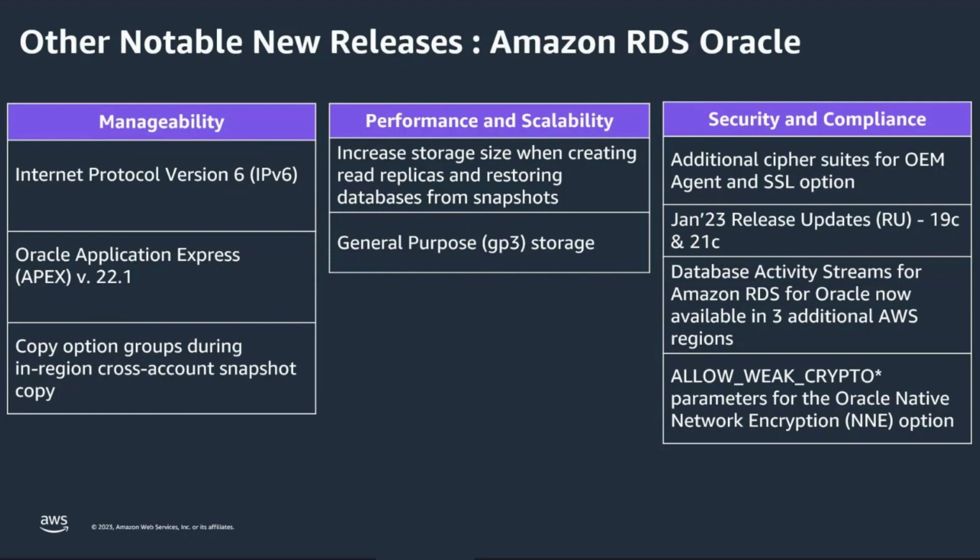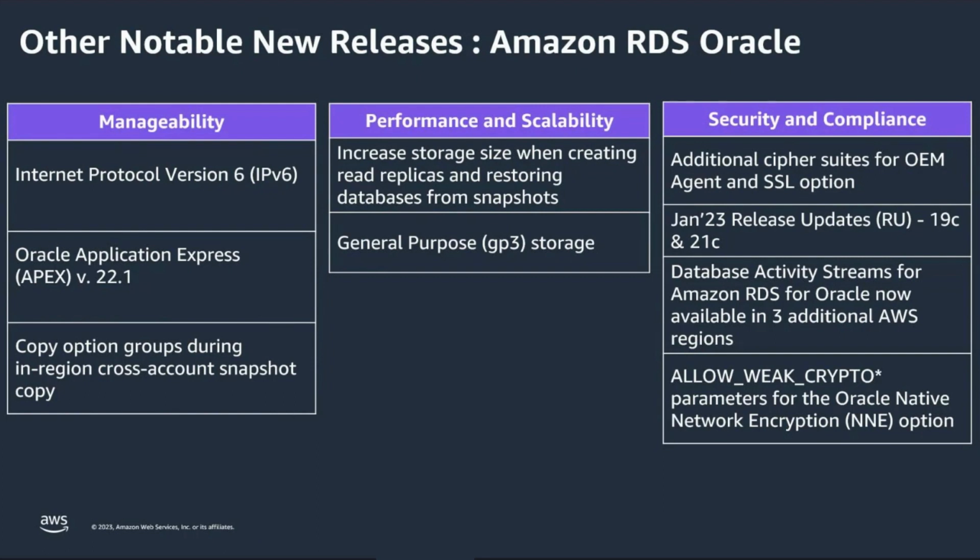On GP3 storage volumes for RDS Oracle, Amazon RDS provides a baseline storage performance of 3000 IOPS and 125 megabytes per second for storage allocation less than 200 gigabytes. For storage allocation over 200 gigabytes, you get 12,000 IOPS and 500 megabytes per second as throughput as baseline performance.